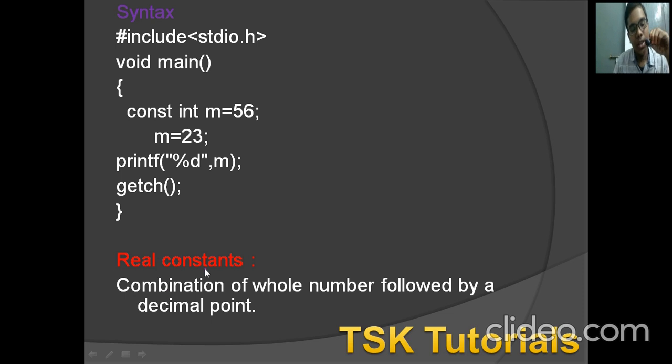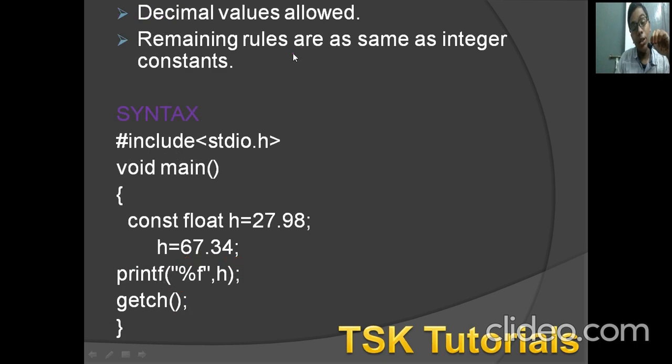First we have to discuss the real constant. A combination of a whole number followed by a decimal point and a decimal part is called a real constant. Decimal values are allowed. In the integer constant we saw that decimal values are not allowed in the program, but here we are allowing the decimal part because we have to print it. The remaining rules are the same as for integers.